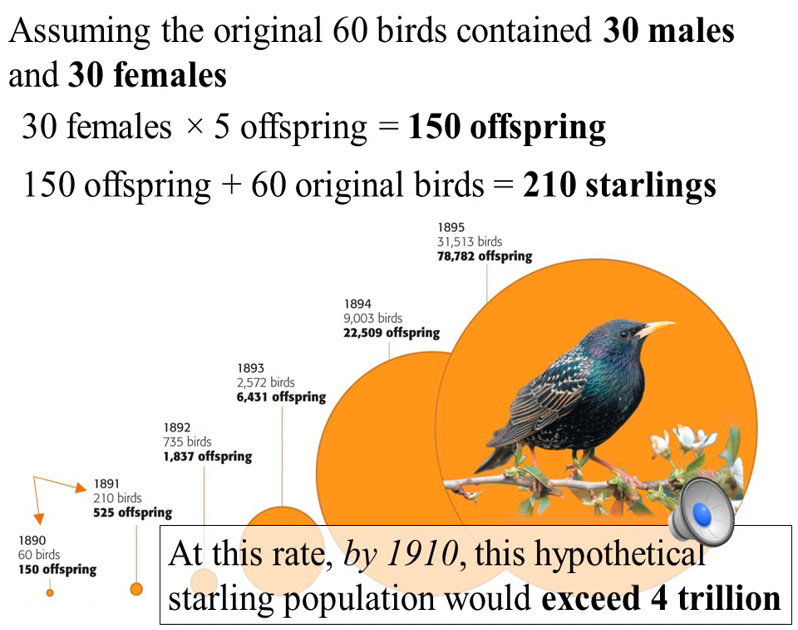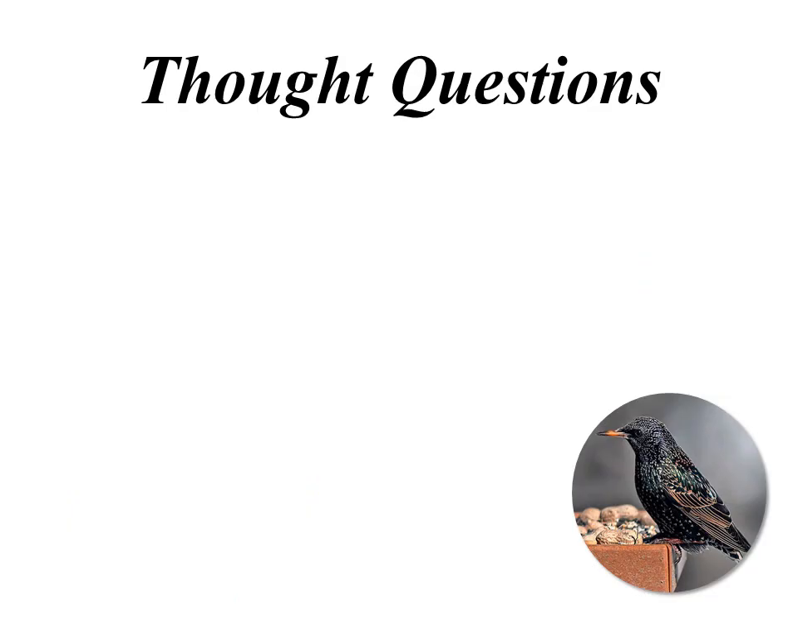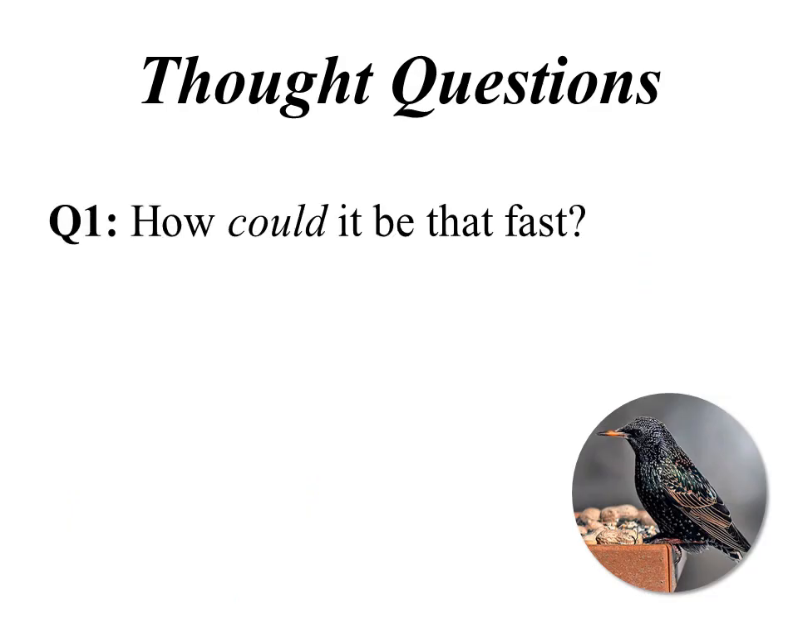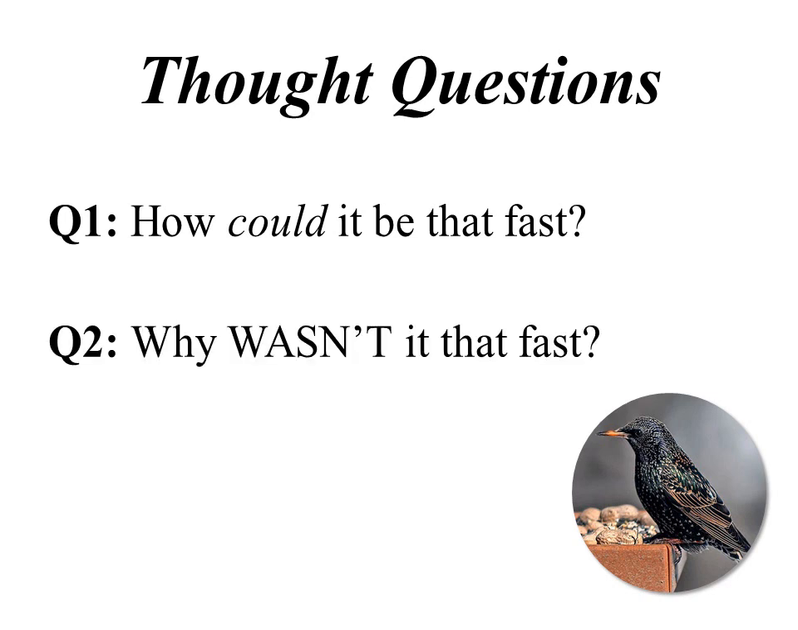How could it be that fast? It made it up to hundreds of millions within 60 years. And why wasn't it as fast as it could have been? Why wasn't it 1 trillion population within 20 years?